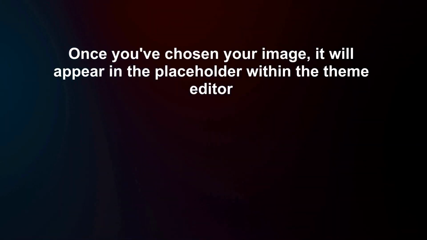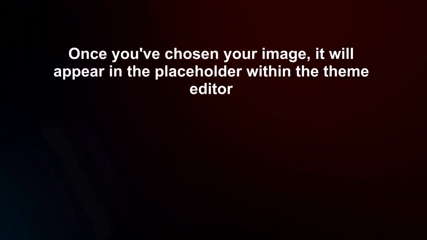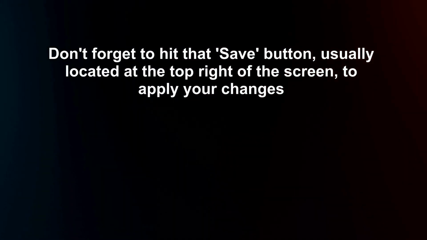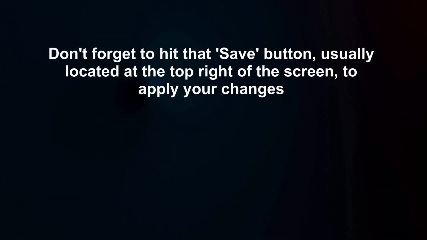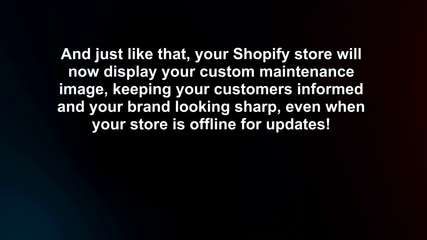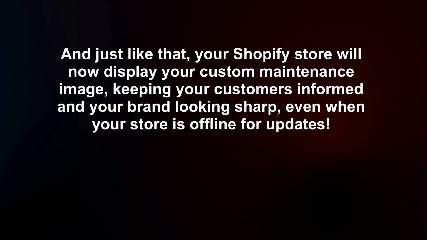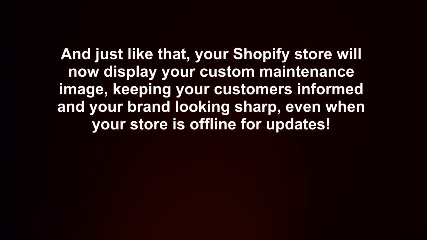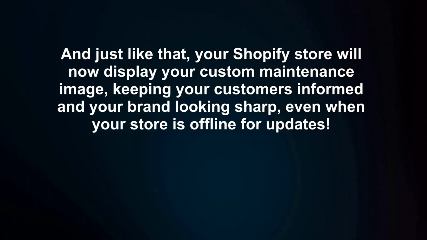Once you've chosen your image, it will appear in the placeholder within the theme editor. Don't forget to hit that Save button, usually located at the top right of the screen, to apply your changes. And just like that, your Shopify store will now display your custom maintenance image, keeping your customers informed and your brand looking sharp, even when your store is offline for updates.